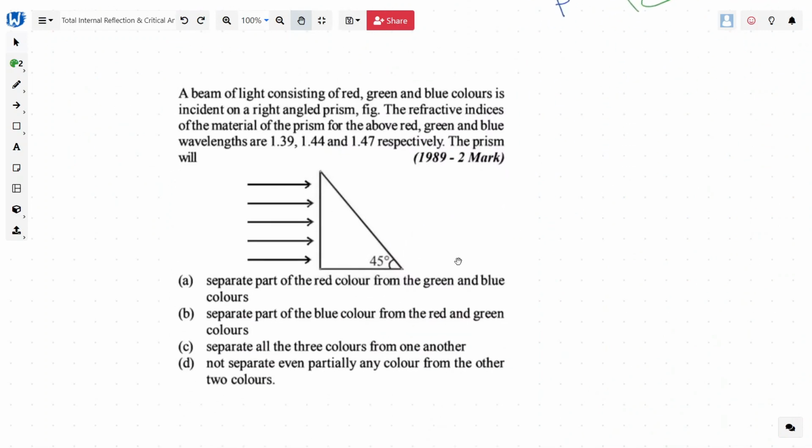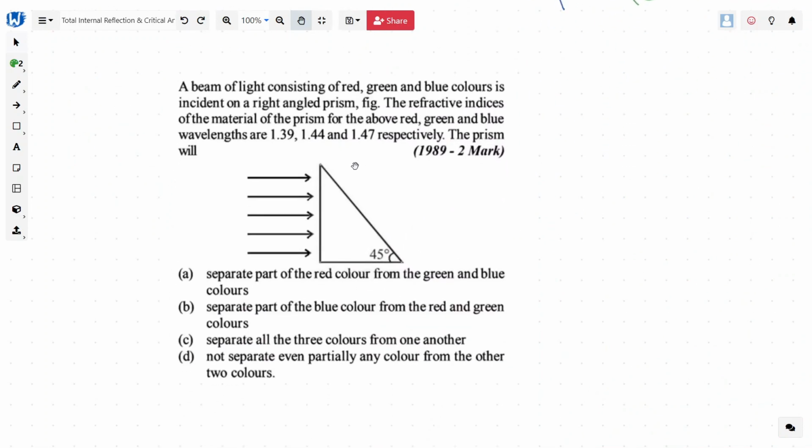So let's move on to the next one. So the beam of light consisting of red, green, blue colors, right? So we have three wavelengths basically here. We have red, dark green, and blue. Okay. So these three wavelengths are coming from this side. The refractive index of material of the prism.